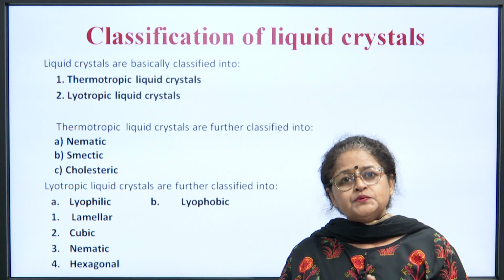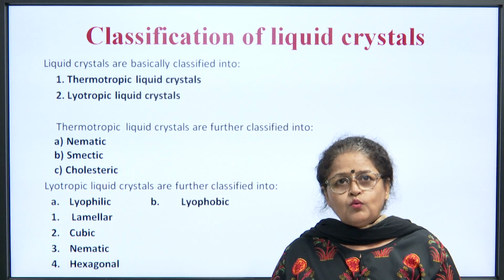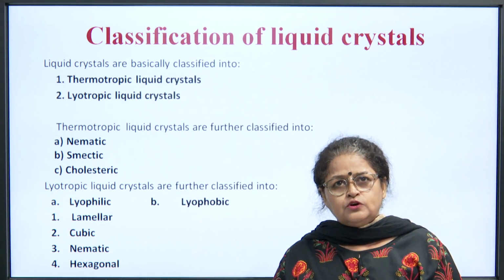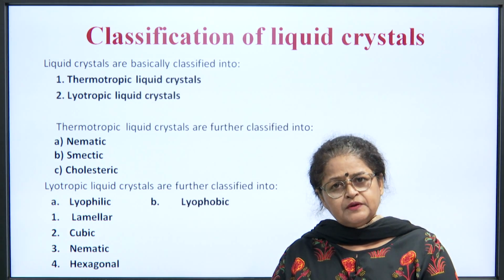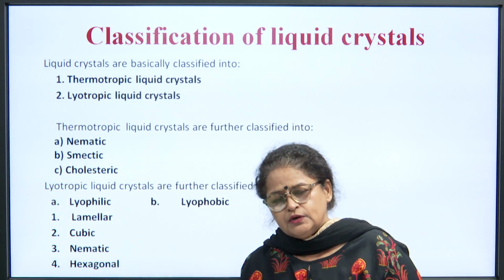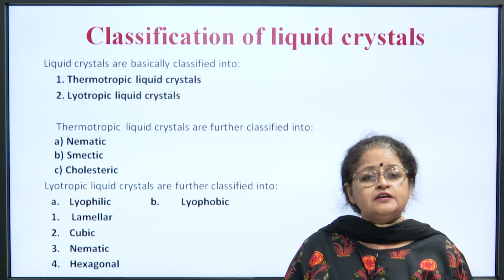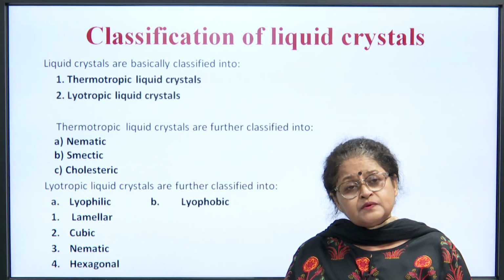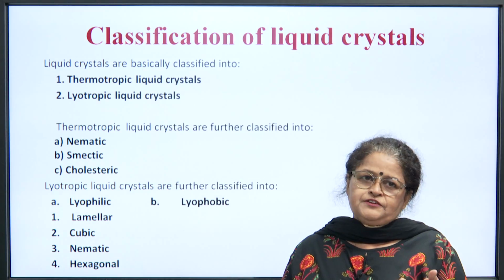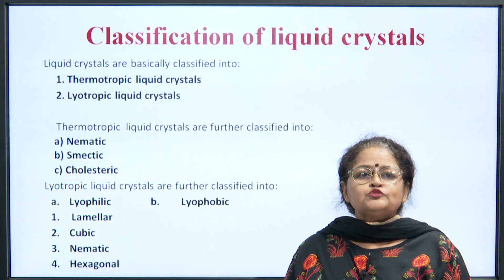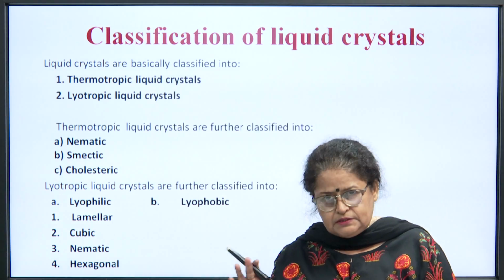Broadly speaking, liquid crystals can be generated by two modes. Mode number one: we take a solid and heat it up, and when we heat it up, it gives a turbid liquid, and finally it changes into a pure liquid. This turbid liquid, as we said, is a liquid crystalline state. When a liquid crystal is prepared by the process of heat or heating, that is known as thermotropic liquid crystal.